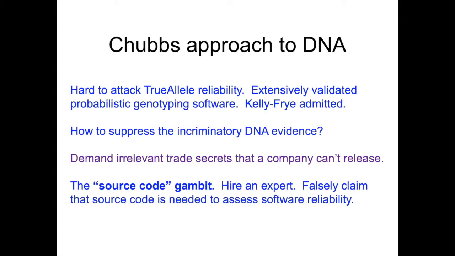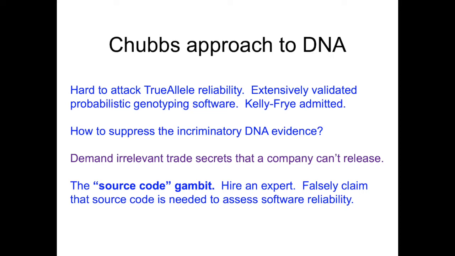The lawyers for Chubbs approached the DNA in an interesting way. It was hard to attack the reliability. The software was extensively validated as probabilistic genotyping software. We'd already had a Kelly-Frye hearing in California. And so the question tactically is, how do you suppress incriminatory DNA evidence? And the approach that was taken is, from my perspective, to demand irrelevant trade secrets that a company can't release. And that's the source code gambit.